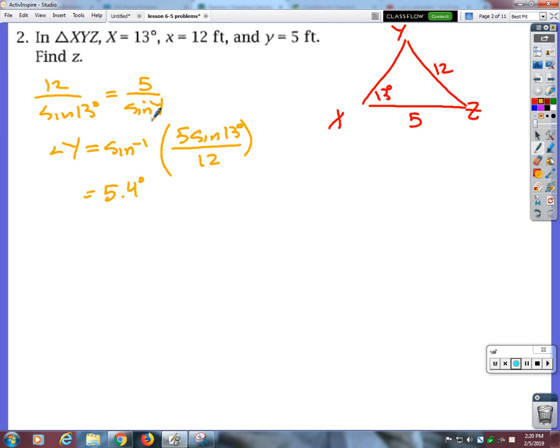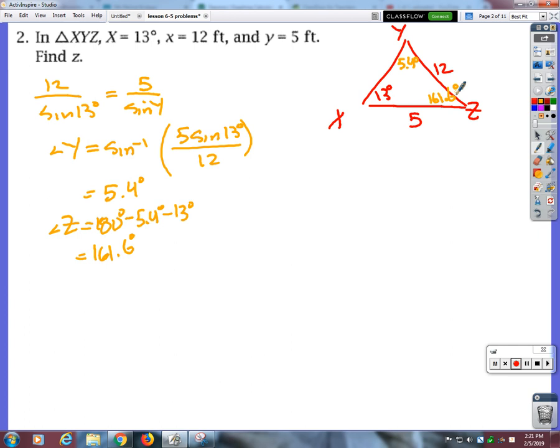Okay, Mylena, are you kind of a little bit on track? Okay, Taylor, you good? Okay, so now, since I know that this is 5.4, I can figure out what this angle is because I know those three add up to 180, right? So it's going to be big, because the other ones are pretty small. What did you get from that? 161.61. Okay, so angle Z is 161.6, right?